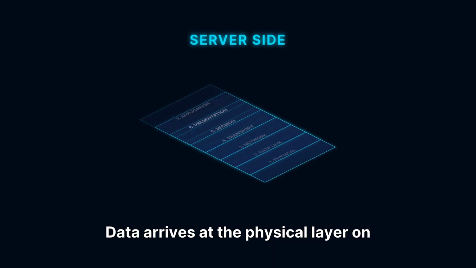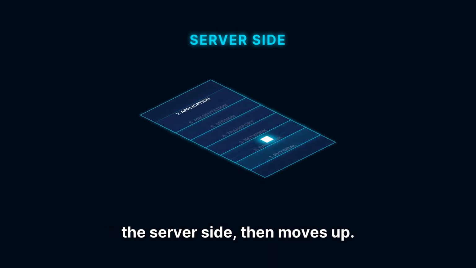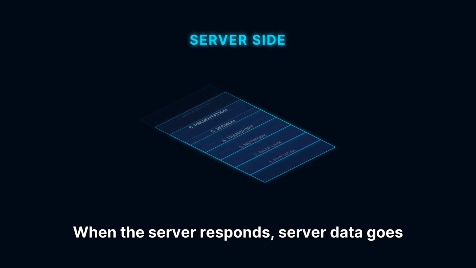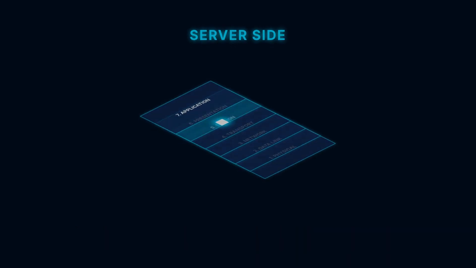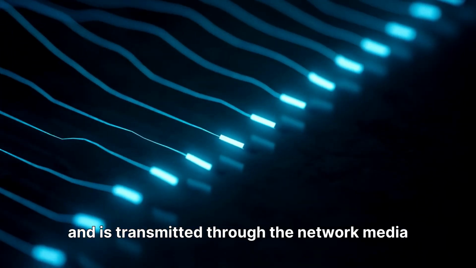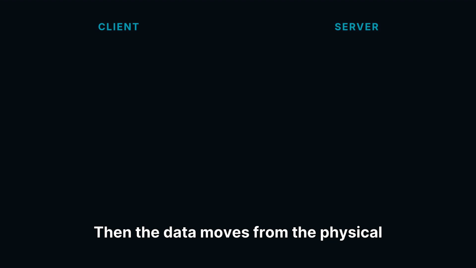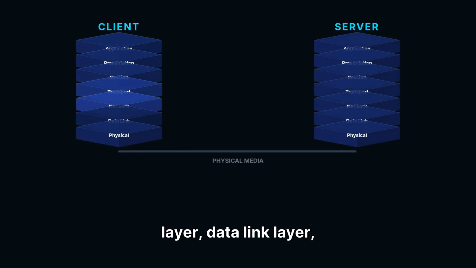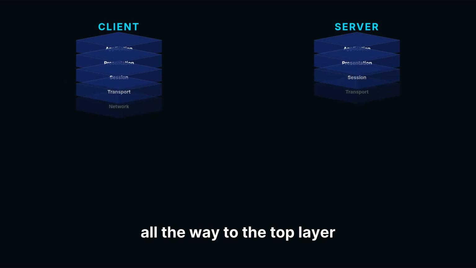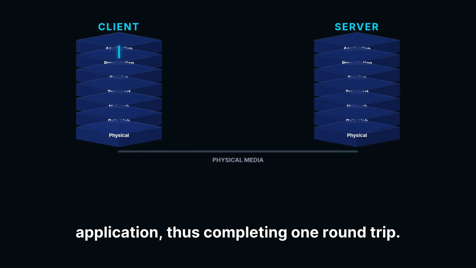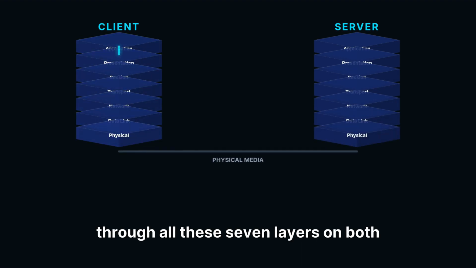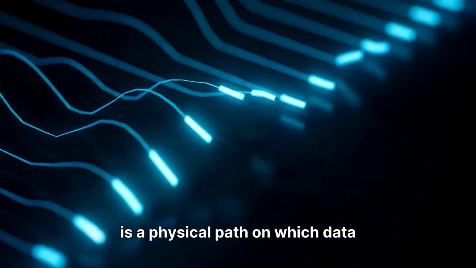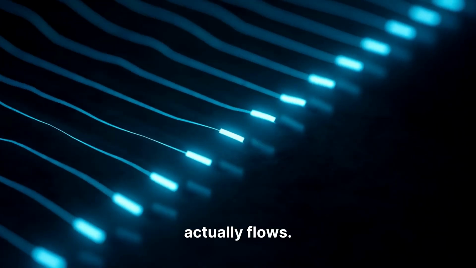Data arrives at the physical layer on the server side, then moves up. When the server responds, server data goes down from the top layer application to presentation, all the way to the physical layer, and is transmitted through the network media to the client side. Then the data moves from the physical layer, data link layer, all the way to the top layer application, thus completing one round trip. The round trip of how data flows through all these 7 layers on both sides is a physical path on which data actually flows.